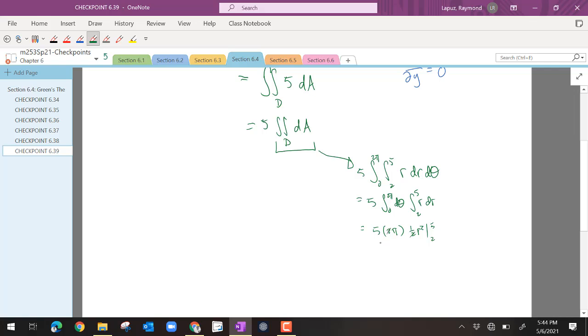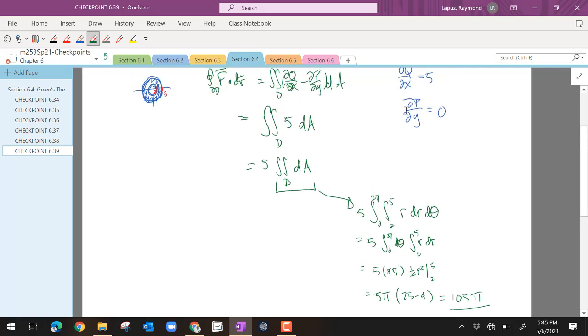And let's start combining. We have 5 pi, and then this is going to be 25 minus 4, which is going to be 21. And we're going to have 21 times 5. I think that's 105. 105 pi. All right, let's double check using the areas if this works the way it's supposed to work.